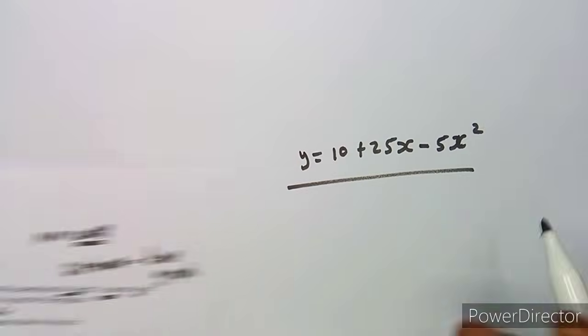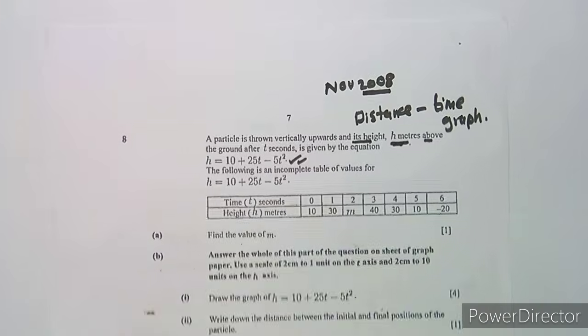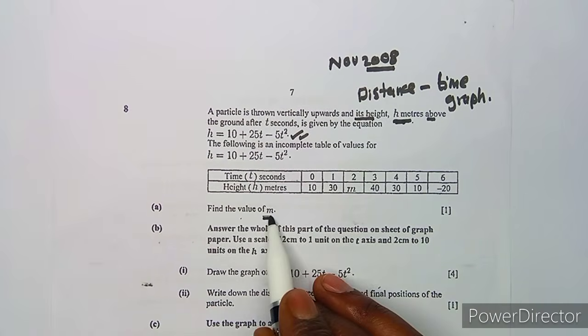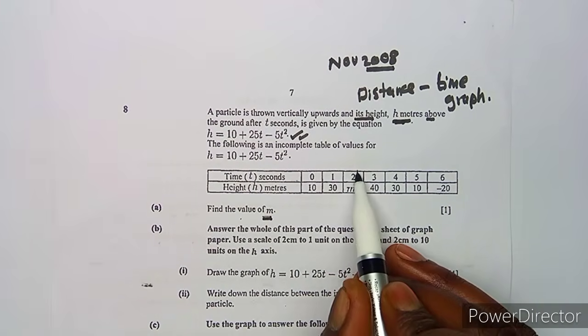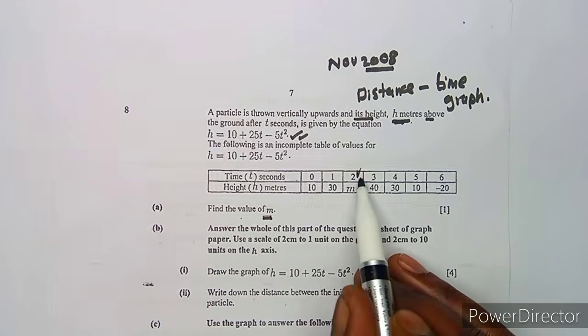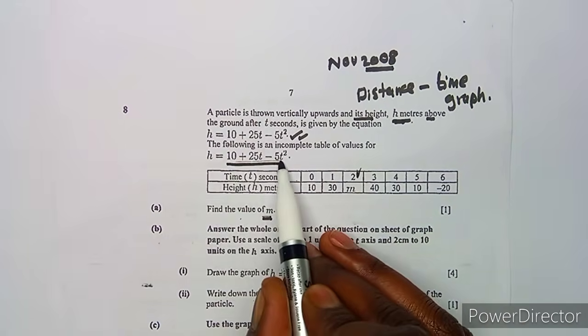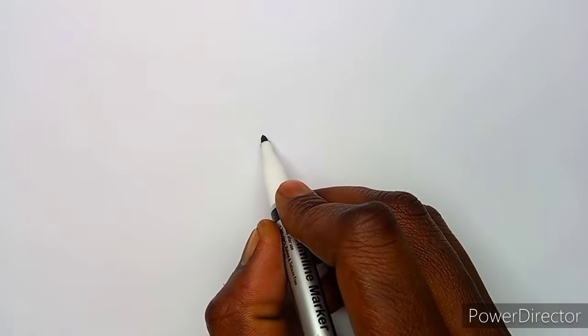All right, so that is it, guys. So I hope you understand what I'm saying. So the first question is to calculate the value of m. So you simply need to substitute the value of t, which is 2, into this equation. So that is it, guys.